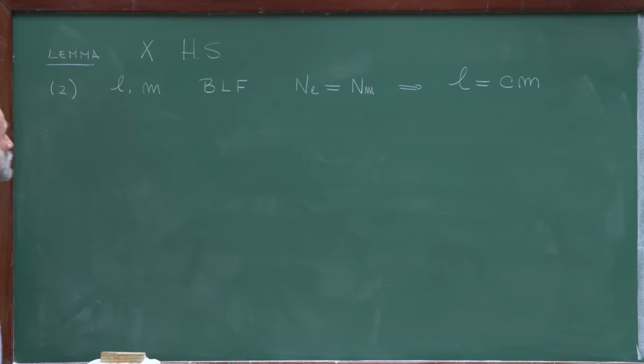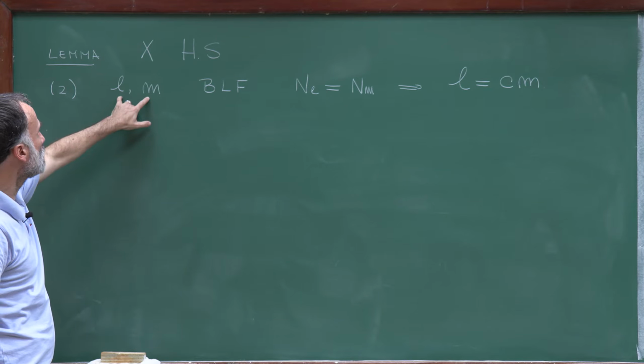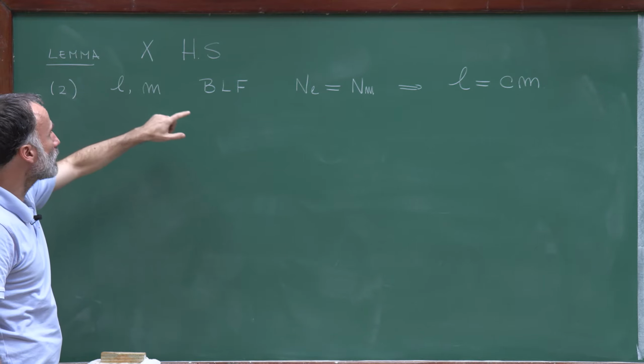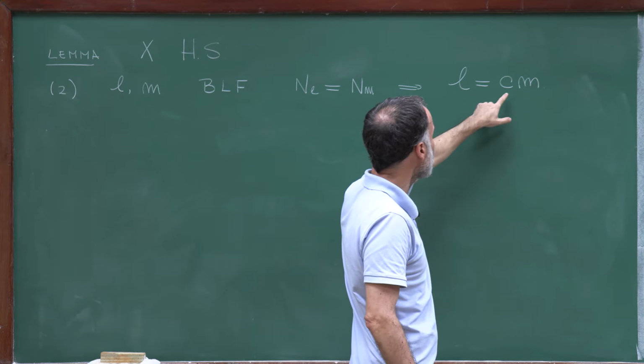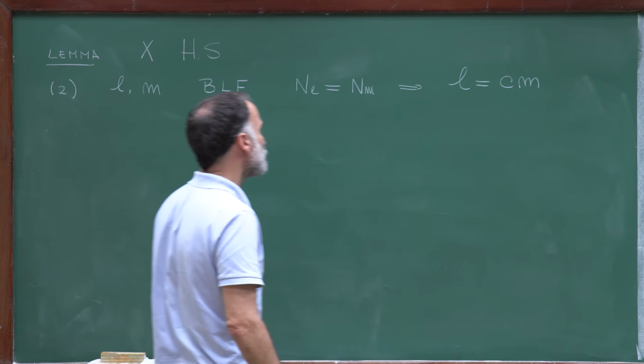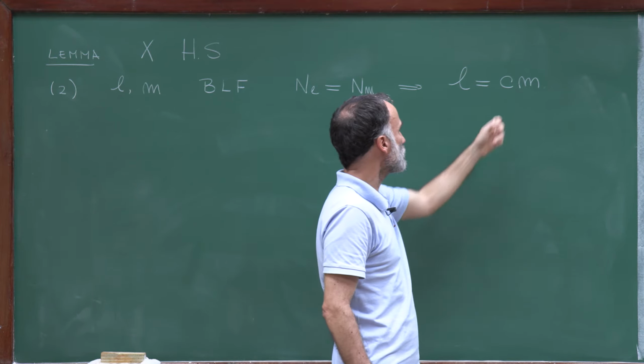So here is the second statement we want to prove. If we have two bounded linear functionals, L and M, whose null spaces coincide, we want to prove that one is a multiple of the other. So there exists a scalar C such that L is equal to CM.